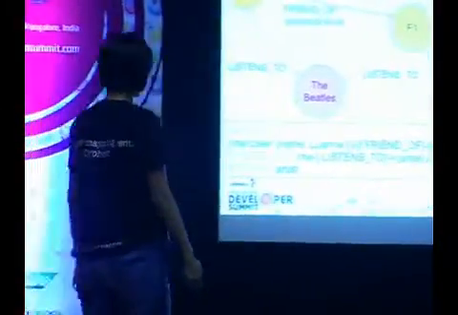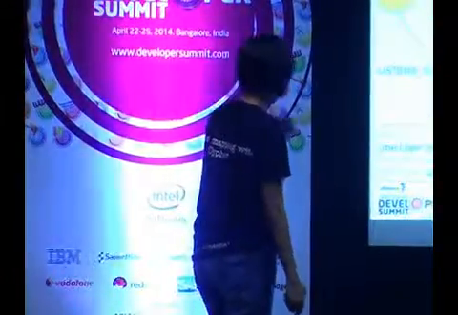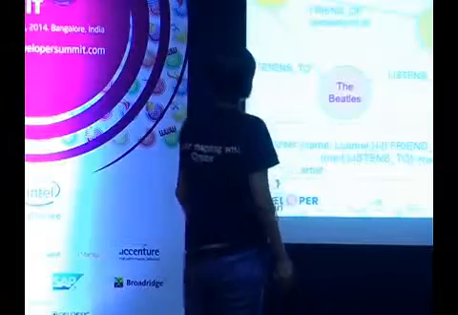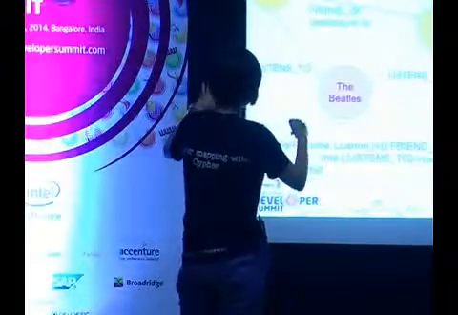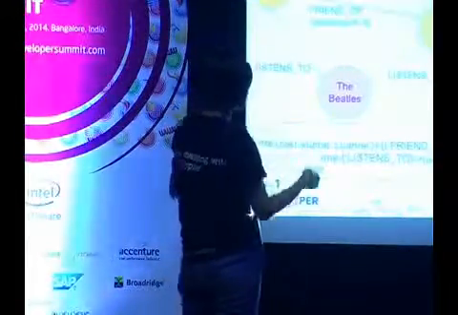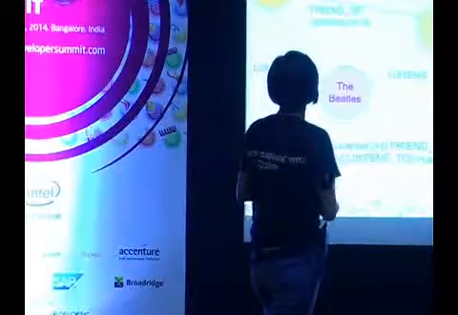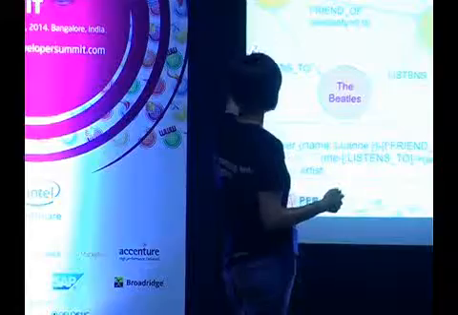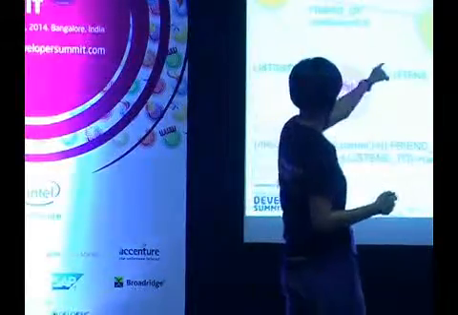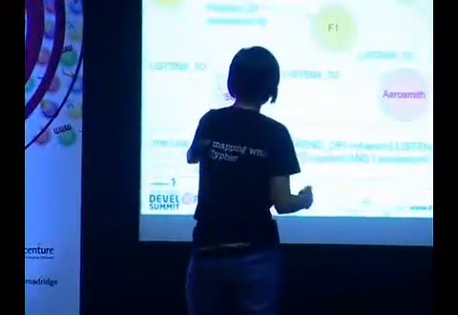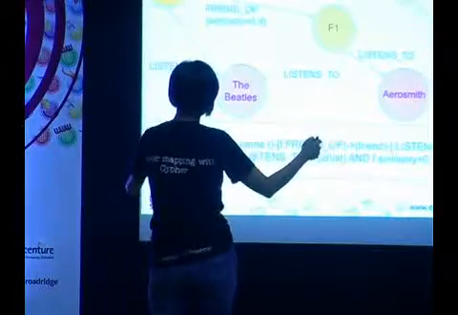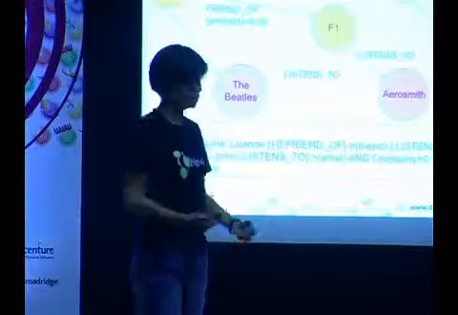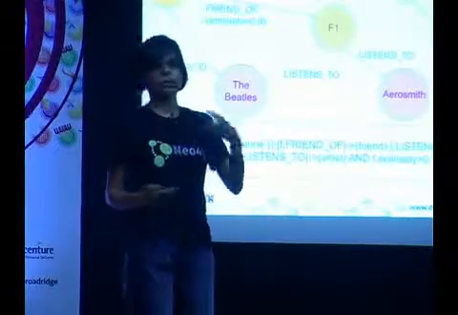Let's take another example. So here I have modeled a very, very simplistic use case. The orange nodes are users, and the purple ones are artists. So you have friends. Luanne has F2 as a friend and F1 as a friend, and all these people listen to music. And there's a pre-computed value of similarity. So how similar are you to another person?